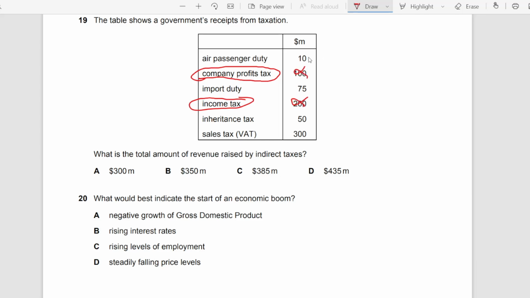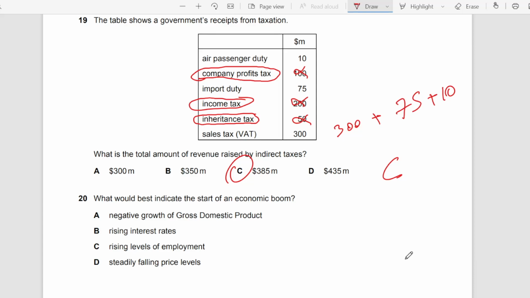Right? Air passenger duty is indirect. Import duty is indirect. Inheritance tax might also not be part of the calculation. So the correct answer is 385 million. That is option C. Inheritance tax is also not correct, because it's not a tax on the consumption of goods and services. It's not the tax collected when people spend to purchase goods and services. The correct answer is 300 million plus 75 plus 10, which is equal to 385 million. The correct option is option C.